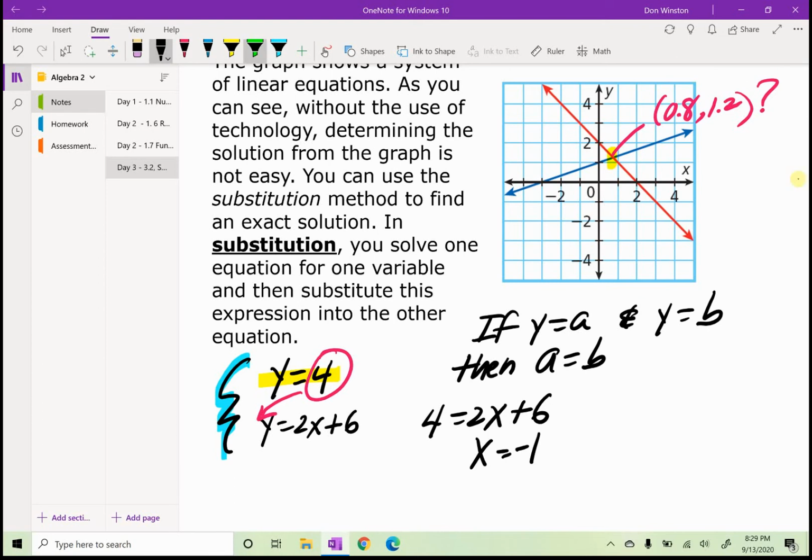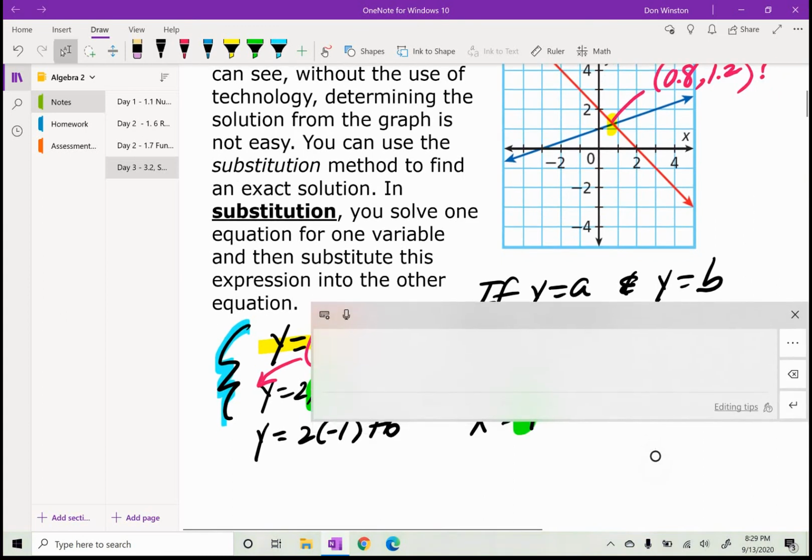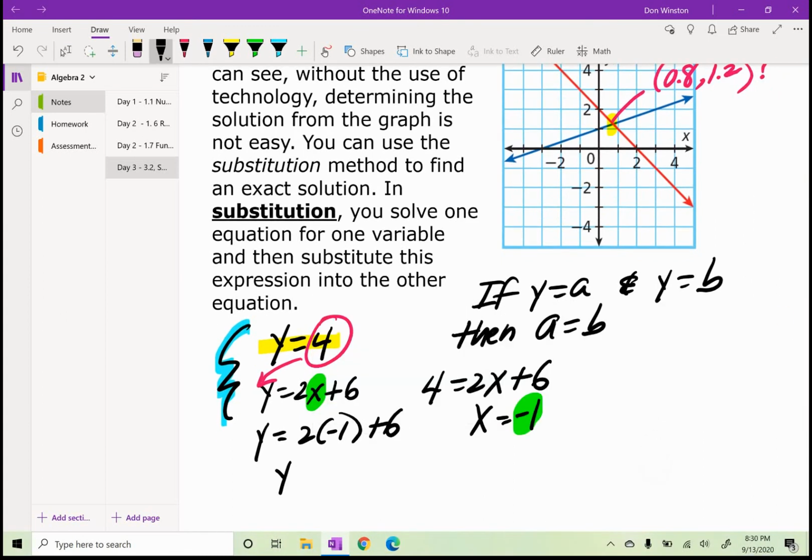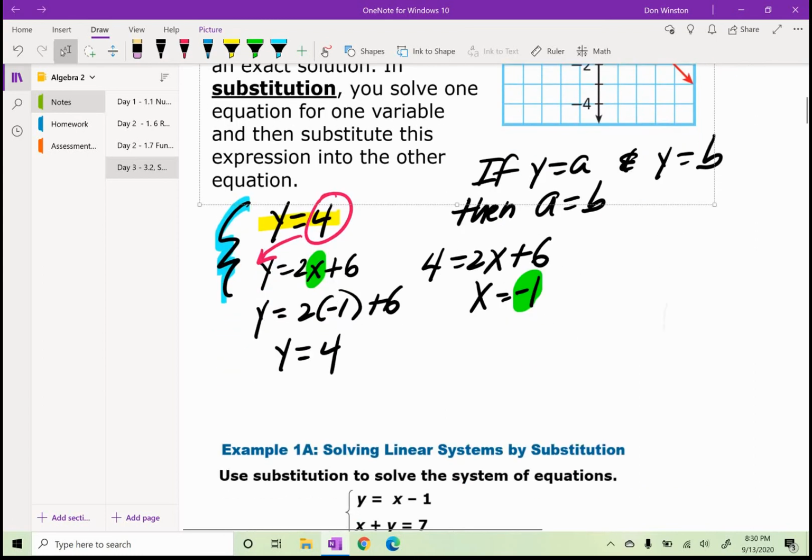Now, if I go to test my solution, let's see here. I'll substitute x for negative 1 there, and let's see what we get. We get y equals 2 times negative 1 plus 6. So that will give me y is equal to 4. Okay, so that's substitution. In substitution, you solve one equation for one variable and then substitute this expression into the other equation. All right, so let's continue on.